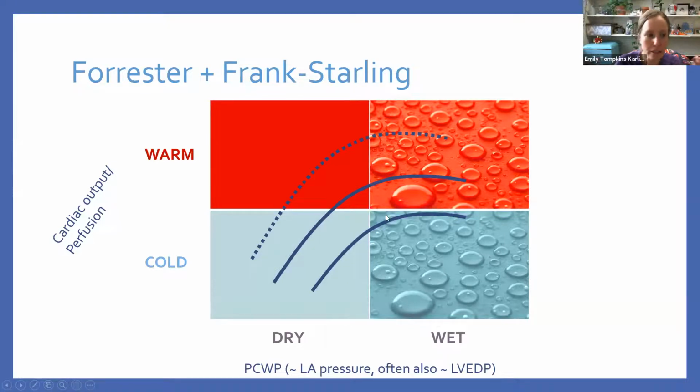And if you have really, really bad heart disease, you might end up on this bottom curve down here where you're never warm and dry at any point on that curve. So the only way to make this animal feel better is to actually improve their cardiac function.